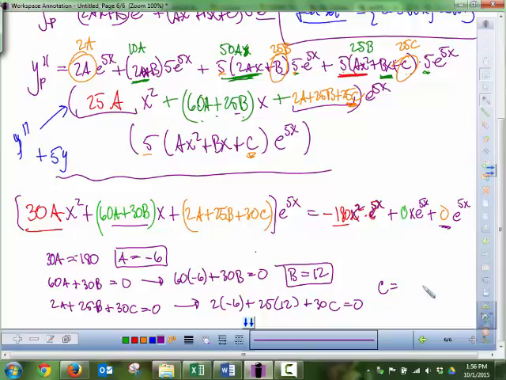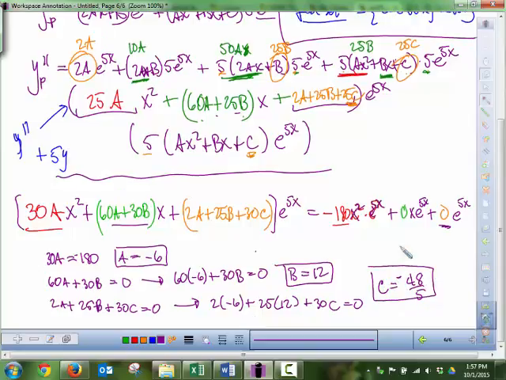Anybody? Negative 9.6. Is there a fraction for that? And it's negative, right? All right, there we go.